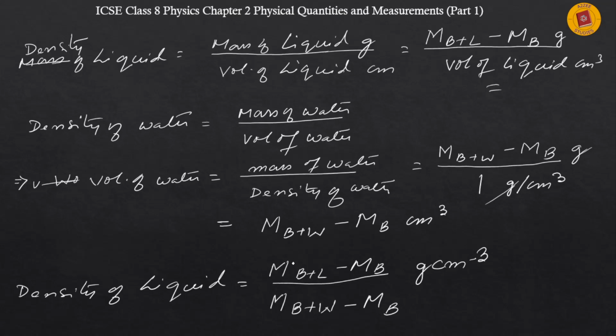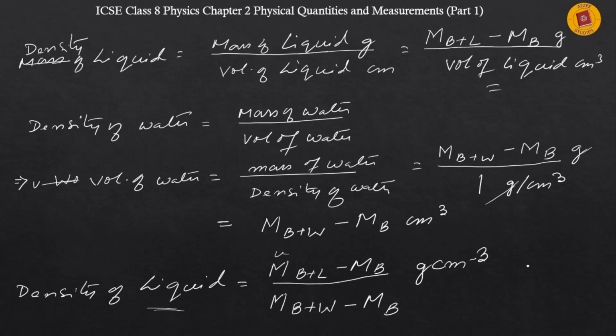Now one thing, it can be seen that there is no factor of volume out here, only the masses are there. So by knowing only the mass, measuring only the mass, we can find out the density of liquid.